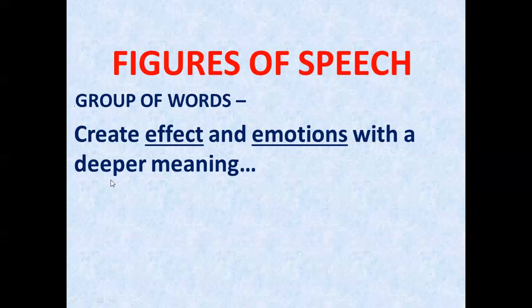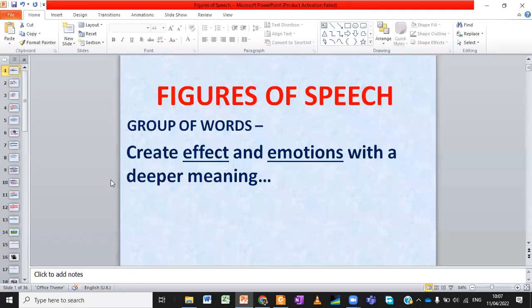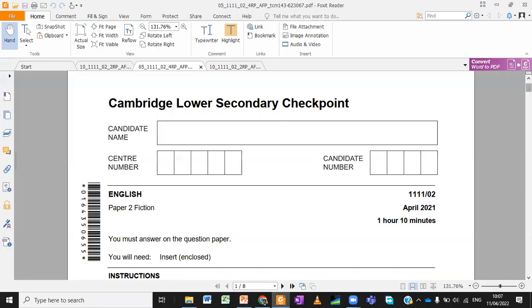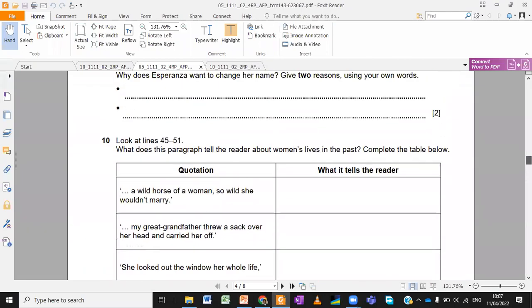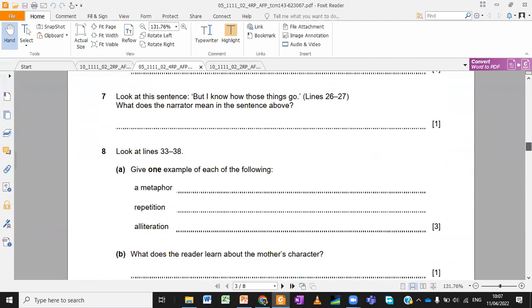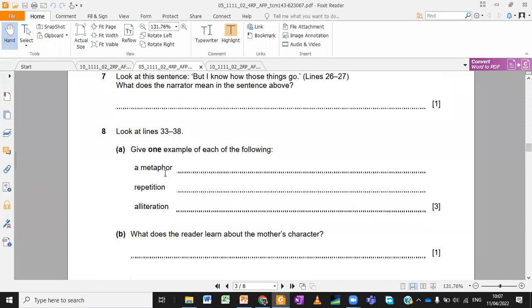And how would that make you feel? You feel good. You feel like a hero, right? So those are the things figures of speech do. You use figures of speech to create this effect, this imagery in the reader's mind. The person will read and just see a picture instead of letters. So let's look at some types of figures of speech. Before we do that, let's go through this paper 2, and you'll find out that you can see the most popular: metaphor, repetition, alliteration.